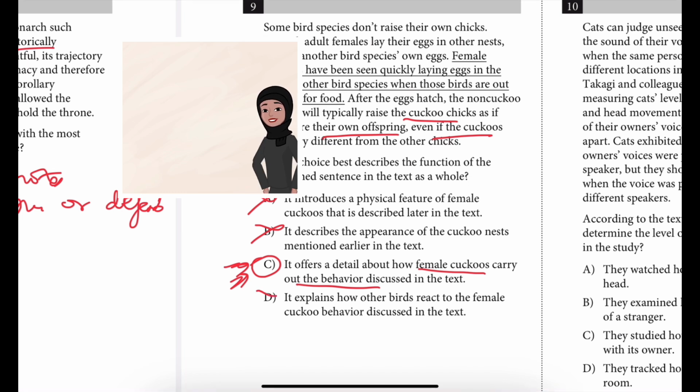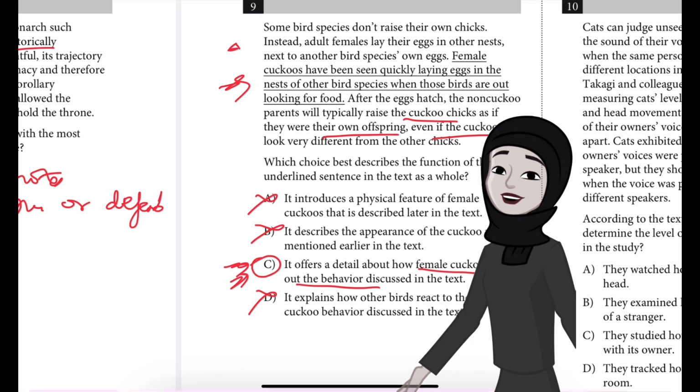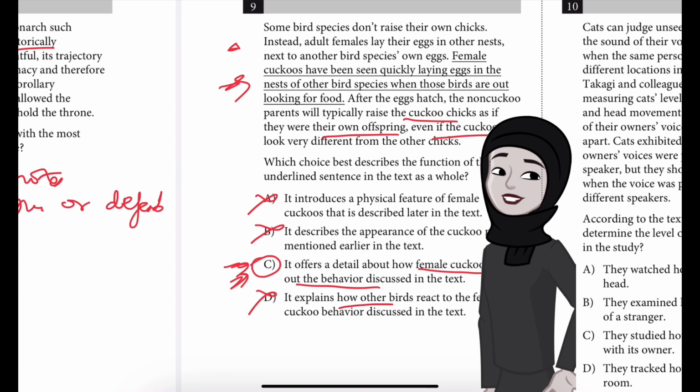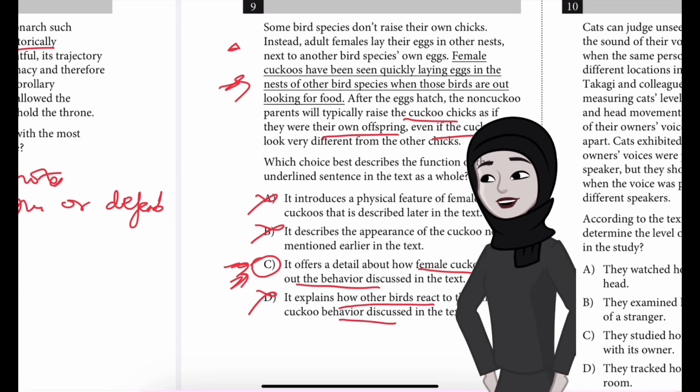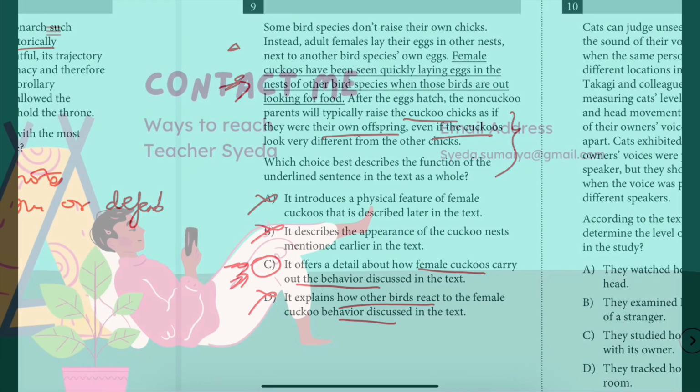And then D is incorrect because the underlined sentence describes only female cuckoo behavior, that is, laying eggs in the nests of birds of other species when other birds are away. It's the last sentence of the text that addresses the other birds' reaction, indicating that those birds usually raise the cuckoo chicks once they have hatched. So it's not explaining how other birds react. That is mentioned in the last sentence, that they still raise those birds anyway, even if they don't look like their own chicks. Okay, so I hope that's clear.